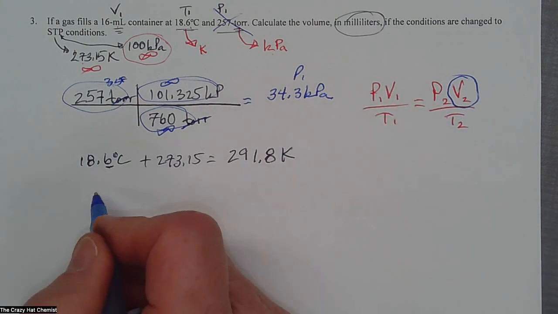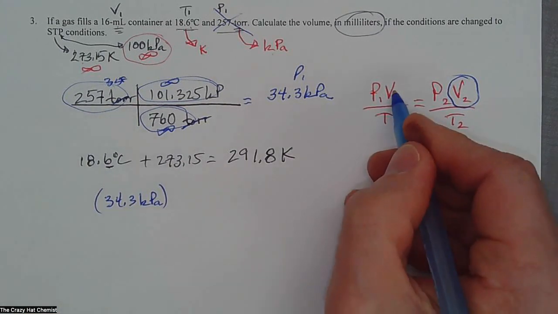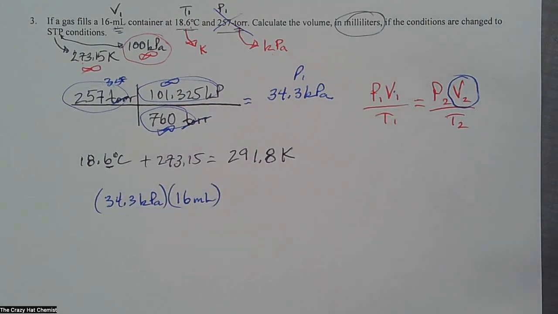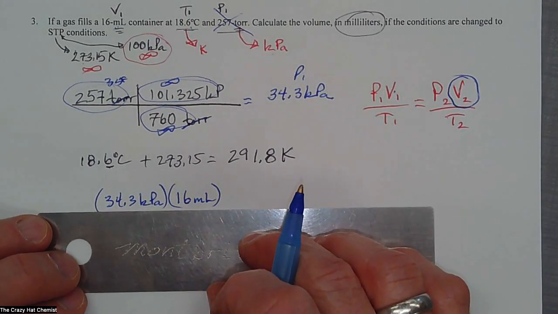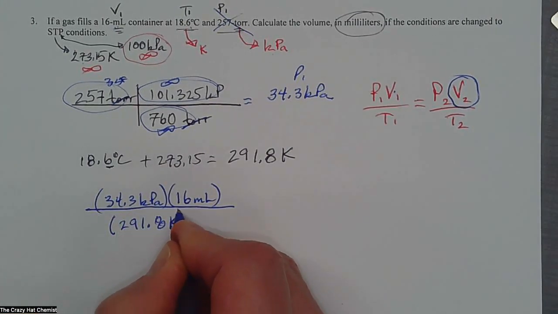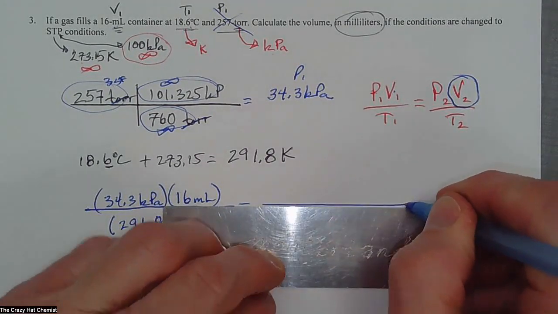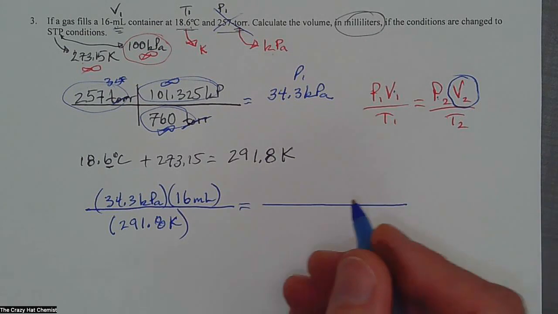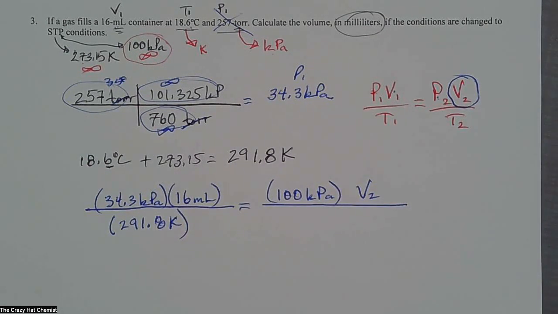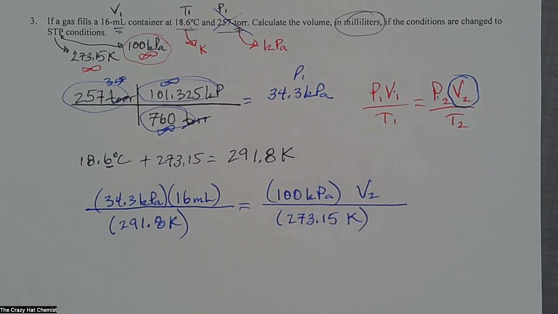So our pressure at condition number 1 is 34.3 kilopascals. And our volume at condition number 1 is 16 milliliters. And our temperature at condition number 1 is 291.8 Kelvin. And then we have condition 2, which is at STP conditions. So the pressure is going to be 100 kilopascals. That's a defined value. We are solving for volume number 2, and our temperature is 273.15 Kelvin. That's also a defined value.